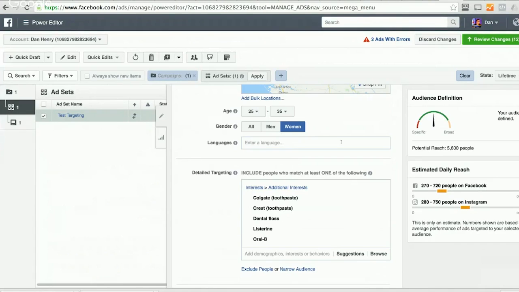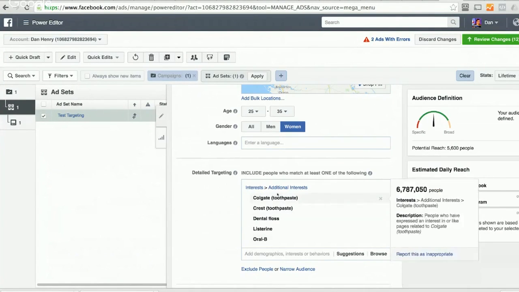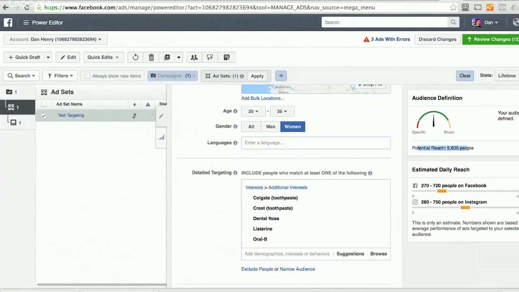Now, that's one way to do this. But let's say, for instance, you're in a smaller location and this just doesn't work. It just doesn't work there. We can pick all of these and you're just not getting enough potential reach.